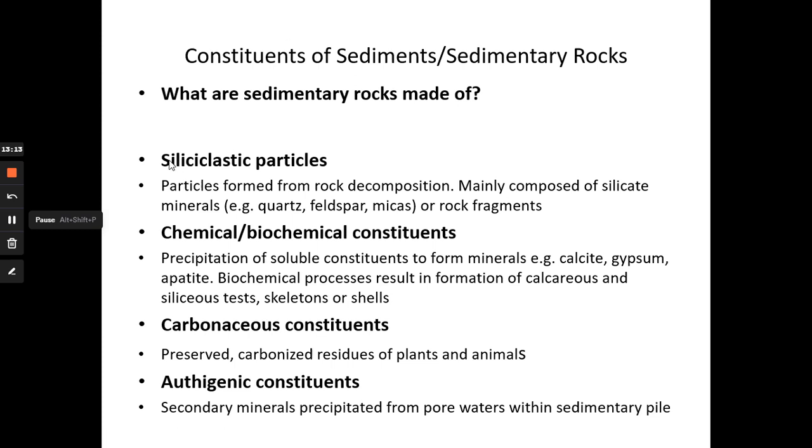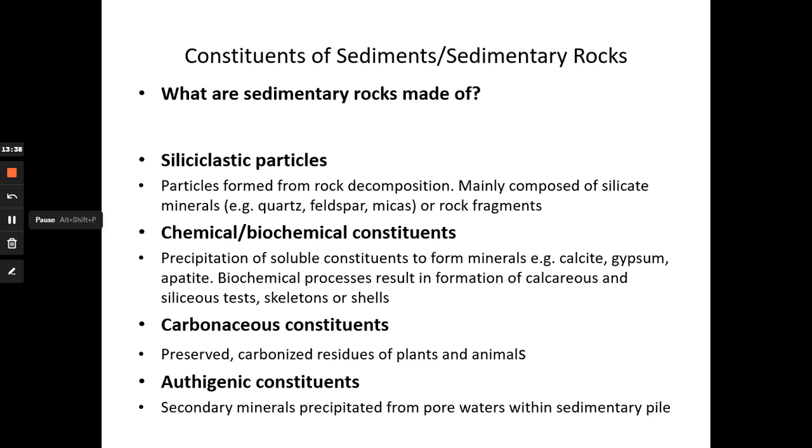So siliciclastic particles are particles formed from rock decomposition. They break down the rock, and they are mainly composed of silicate minerals. So minerals like quartz, feldspar, and mica. Or they can be smaller rock fragments made up of more than one mineral. Okay.